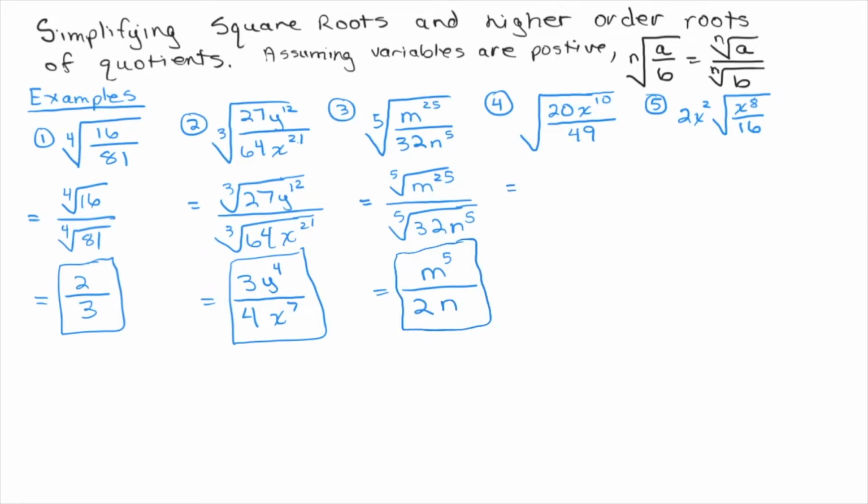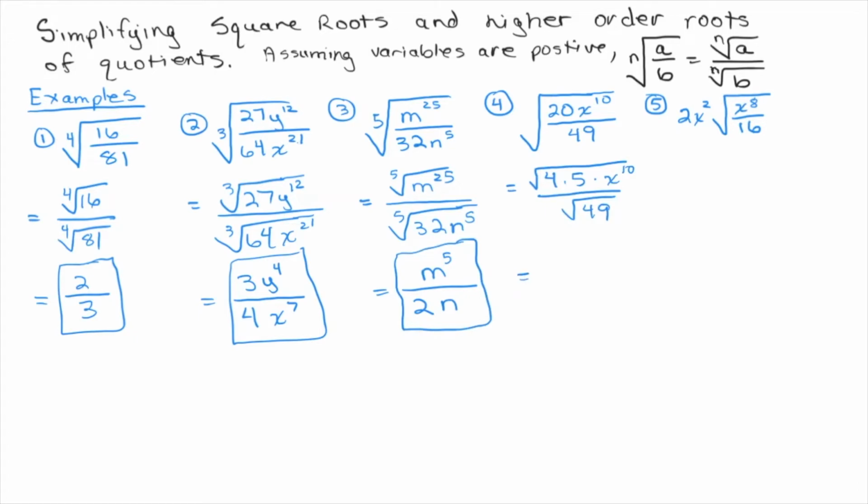We have a square root. So we're going to have the square root of the numerator. Now, notice that I have 20, and that is not a perfect square. So I'm going to rewrite that as 4 times 5, with 4 as the perfect square. 4 times 5 times that x to the 10th. And in the denominator, 49 is a perfect square, so I'm going to write square root of 49.